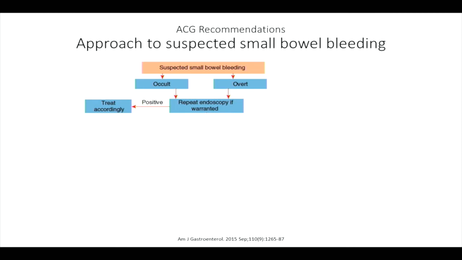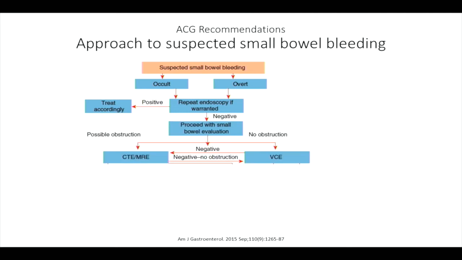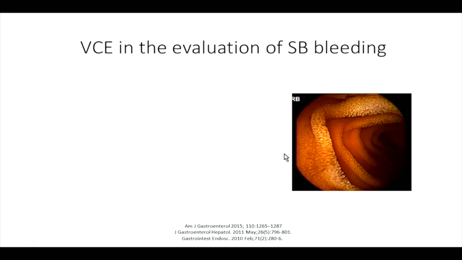Okay, so now we've done our second look endoscopy, and now we're pretty confident that this is a small bowel bleed. So what is the next step? Well, unless you're suspecting a mass lesion or an obstruction, the next step is really capsule endoscopy. And the ACG does promote capsule endoscopy as the test of choice for assessing the small bowel. And there are a number of reasons.